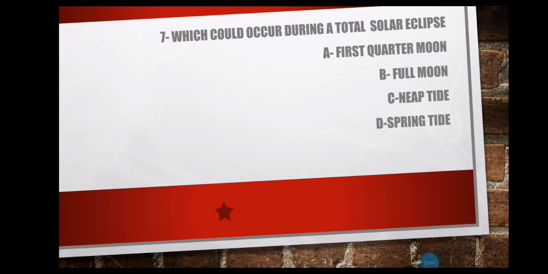7. Which could occur during a total solar eclipse? First quarter moon, full moon, neap tide, and spring tide. The answer is spring tide.